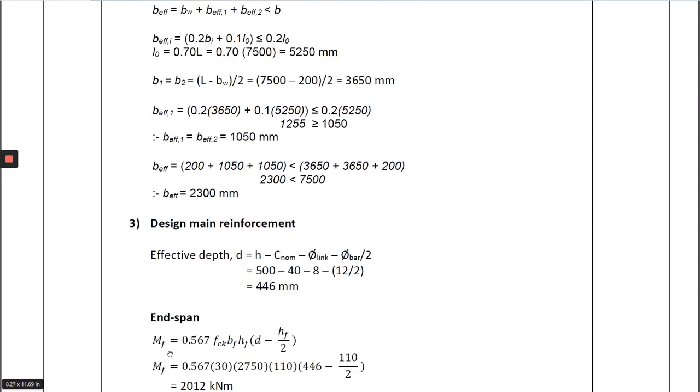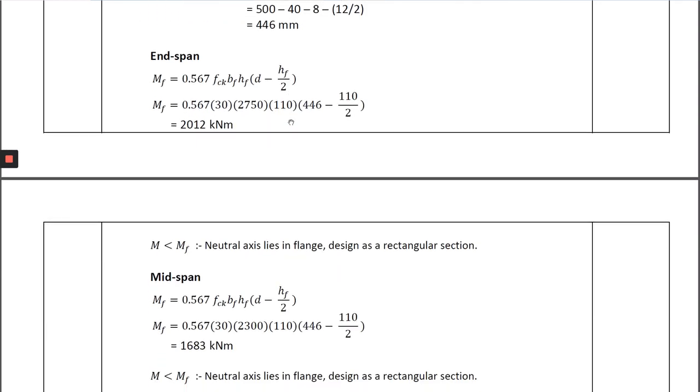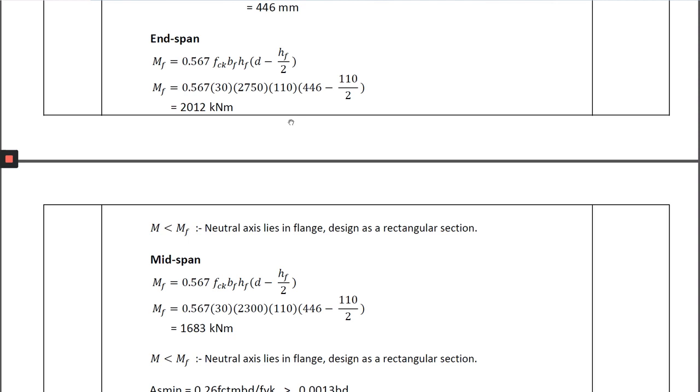Then you start to design the main reinforcement. As usual, you have to calculate the effective depth: H minus C nominal minus link diameter minus bar diameter over 2. I got 446 millimeter. Because this is a flange section, you have to check whether the beam you are going to design uses the flange method or the rectangular method. You have to be careful on this. So here, I check both conditions at end span and mid span, because the BEFF value is different. I check the end span first.